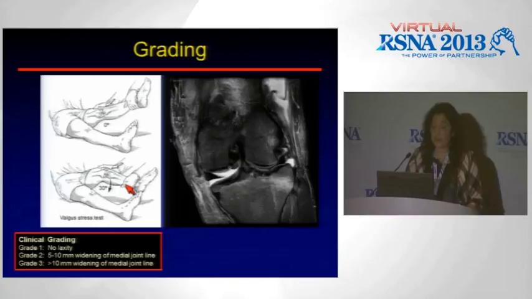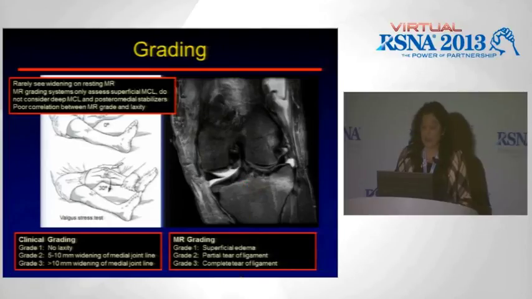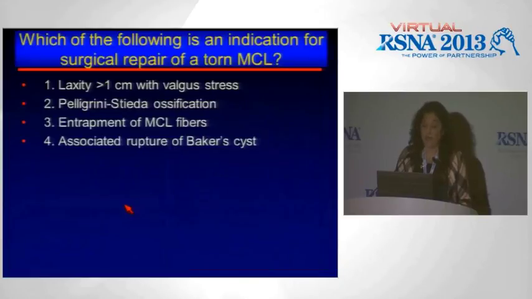Now, in terms of grading, the clinical grading system relies on laxity, and I don't think we do very well on MR correlating with that clinical grading system, because we don't usually see patients who are wide open on our resting MR, which is obviously going to be an examination that is done without stress. So the typical MR grading system that's used is superficial edema, partial tear, and complete tear, but be aware that our grading systems only look at the superficial. They don't consider the deep components or the posteromedial corner stabilizers, and that there is quite a poor correlation between MR grading and clinical determination of laxity.